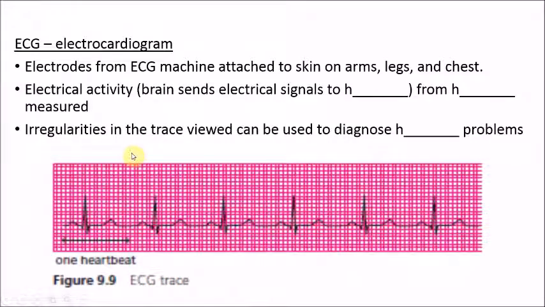An ECG, electrocardiogram. Electrodes from an ECG machine are attached to your skin on your arms, legs, and chest, and it basically just measures your electrical activity, which is all your signals from your brain to your heart. Irregularities can be identified because you can see on the spikes where there's a lot of electrical activity as the heart contracts, and you can check whether the pulse is irregular by seeing where the spikes are in the ECG trace.